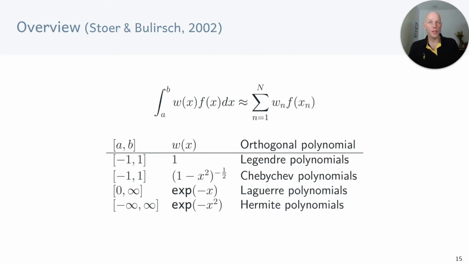There are other ways to do Gaussian quadrature. Depending on what the integration bounds are and what the weight function is, we can choose different orthogonal polynomials. But the key idea is the same. The nodes xn are the roots of these polynomials.